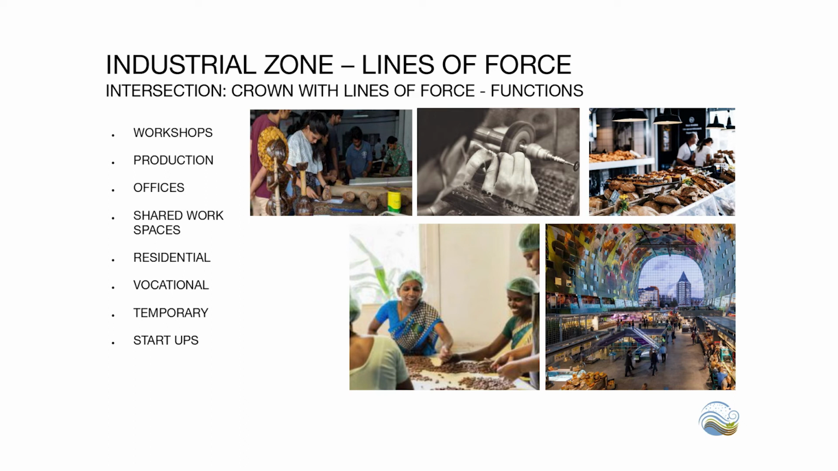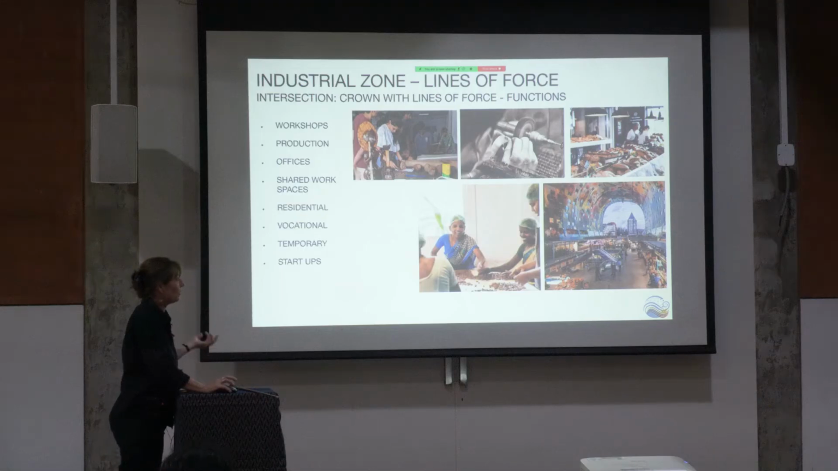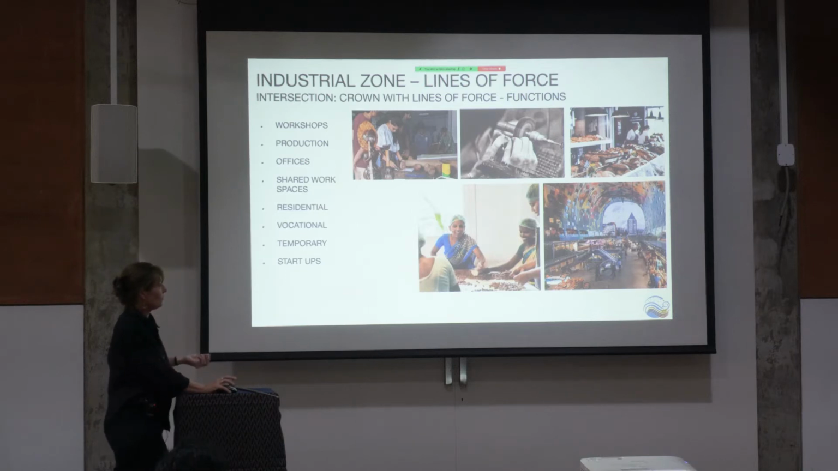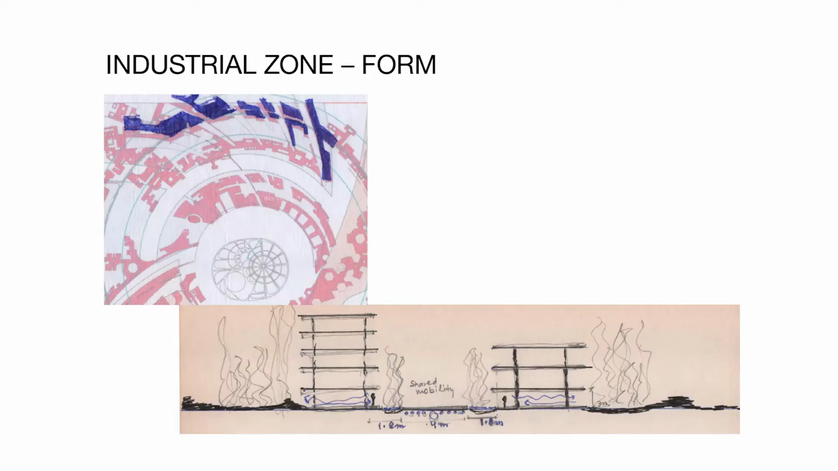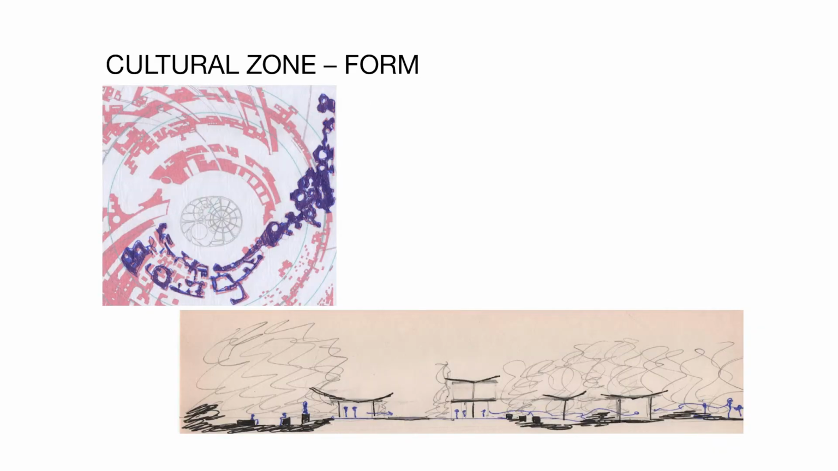And then what the functions could be in those lines of force or in the industrial zone. Generally, I really like this example of the market hall in Rotterdam, where you have this huge building, which inside is actually a huge market hall, and then above, this is all offices and residences, so everything is happening in that one building.